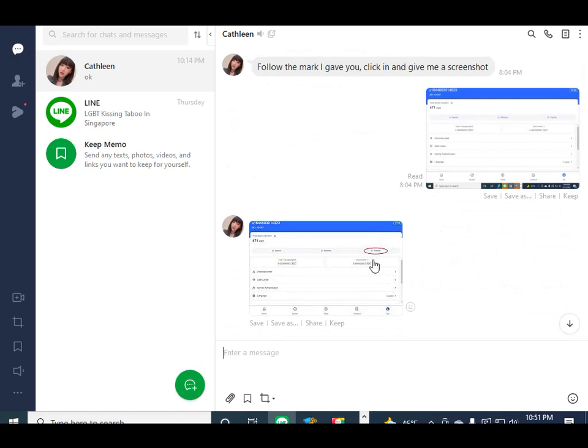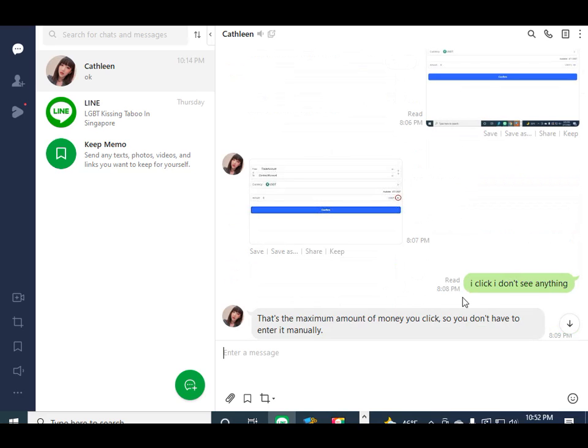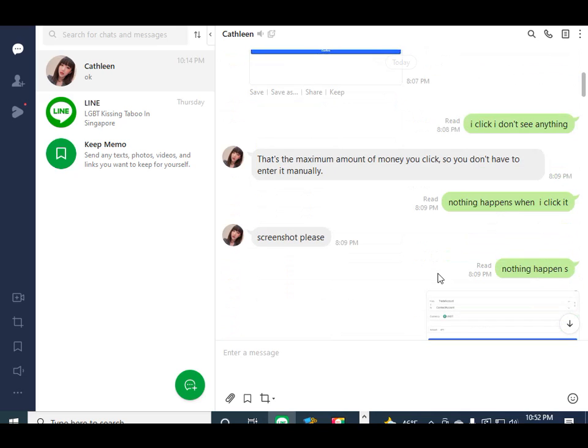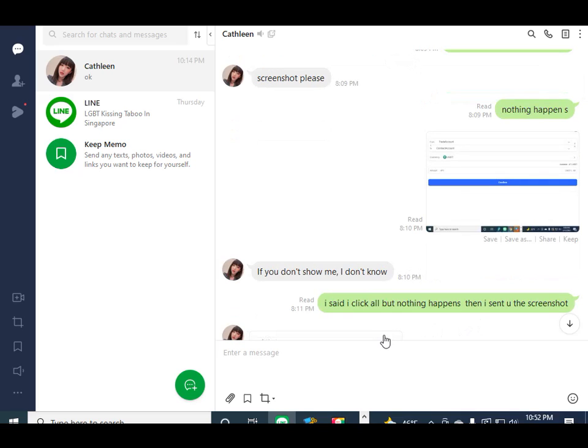So I did that. And she goes up here. The top. Right there. I said I click. I don't see anything. That's the maximum amount of money you click, so you don't have to enter it manually. Screenshot, please. Nothing happens. She says, if you don't show me, I don't know. I said I click all, but nothing happens. Then I send you the screenshot.